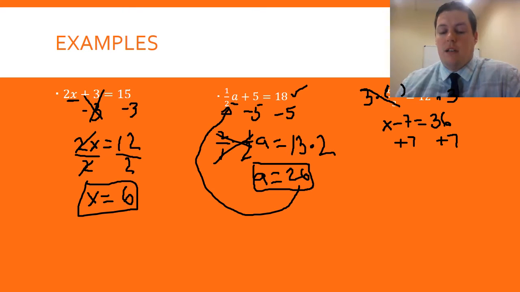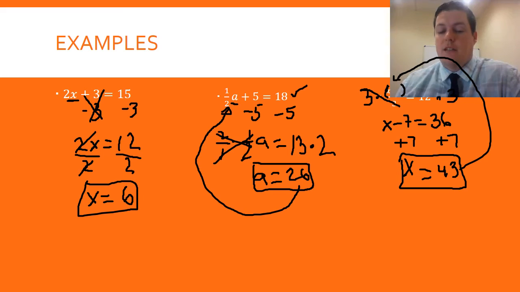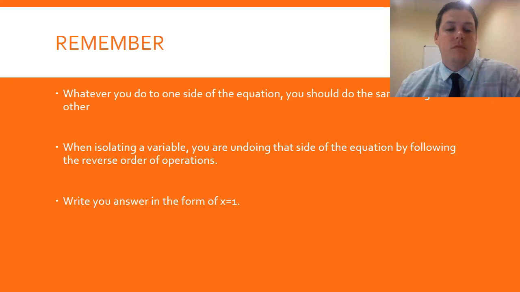And we get x on the left side. 36 plus 7 gives us 43 on the right side. X equals 43. We take this 43, plug it back in for x. 43 minus 7 gives us 36. Divided by that 3 is in fact 12. Check.